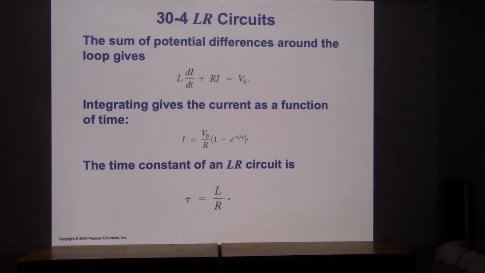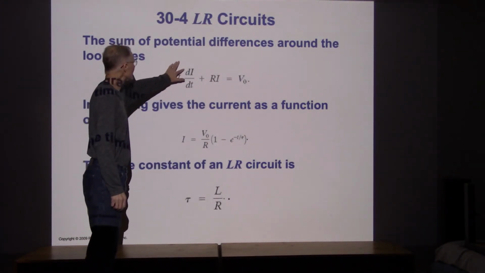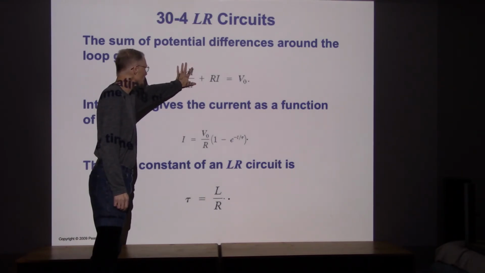If we take a look at these formulas, what we've got is this. They've got L dI/dt. Now that's the voltage across the inductor.